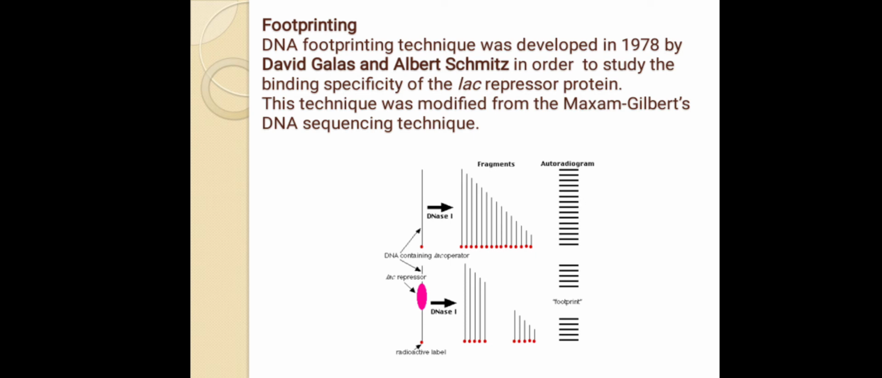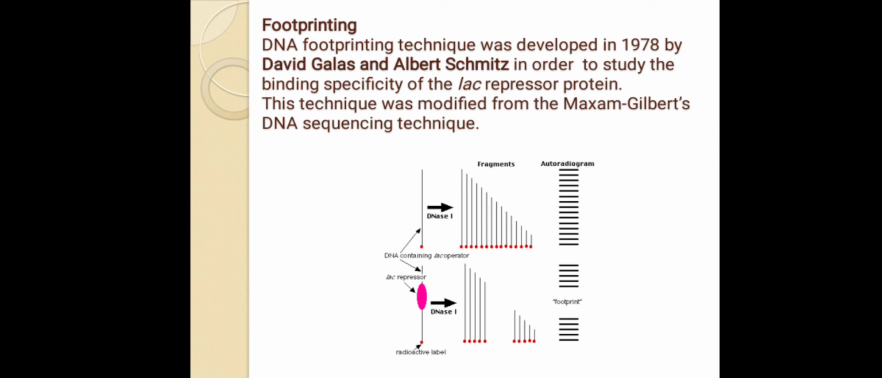And then the fragmented DNA is separated by using polyacrylamide gel electrophoresis and visualized. So we will get a ladder of DNA that will be sequenced, and we come to the conclusion where the protein is attached to the DNA.